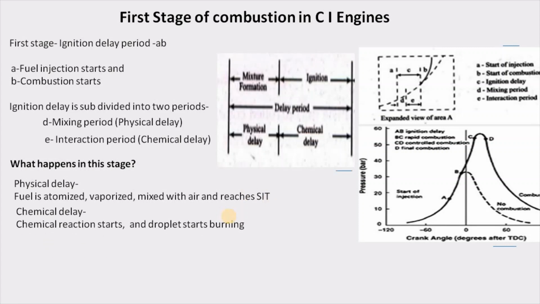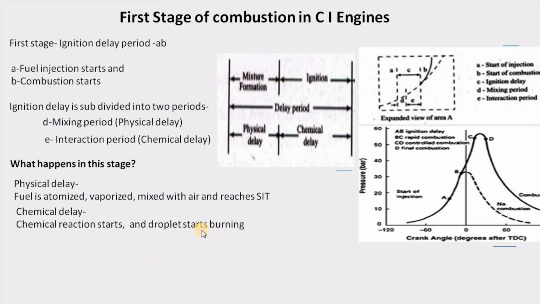Now, since the air-fuel mixture around the droplet has reached the self-ignition temperature, wherever the mixture is within the inflammability limit, it starts burning. Slowly this flame, which started at a particular point around the droplet, propagates around the complete surface of the nucleus, forming around the droplet, and the flame completely engulfing the droplet is what we call the chemical delay period.